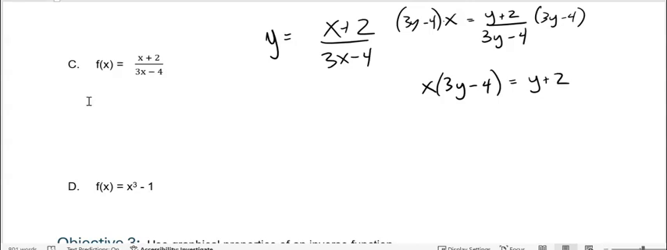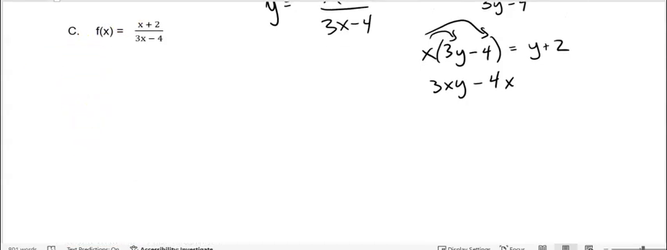How am I going to solve that for y? Oh, I'm not sure. Let's find out. 3xy. I got two y's, right? So that's not good. So I got 3xy minus 4x equals y plus 2. So here's how we can get one y out of this. I move all my y's to one side, so I'm going to subtract y. 3xy minus y. I'm going to go ahead and add this 4x to both sides.